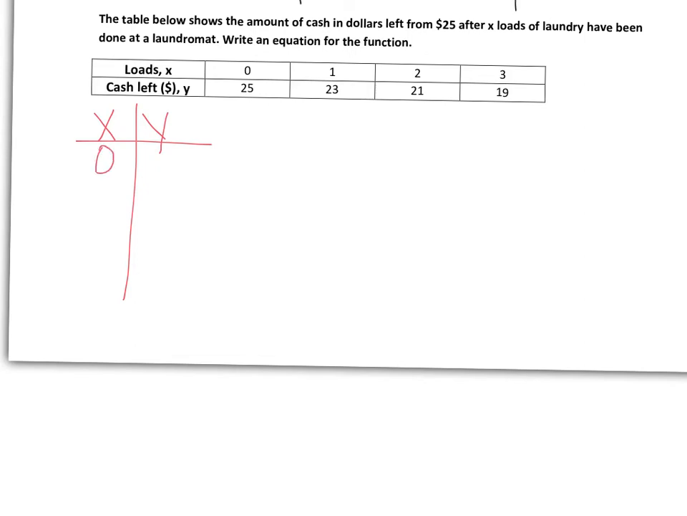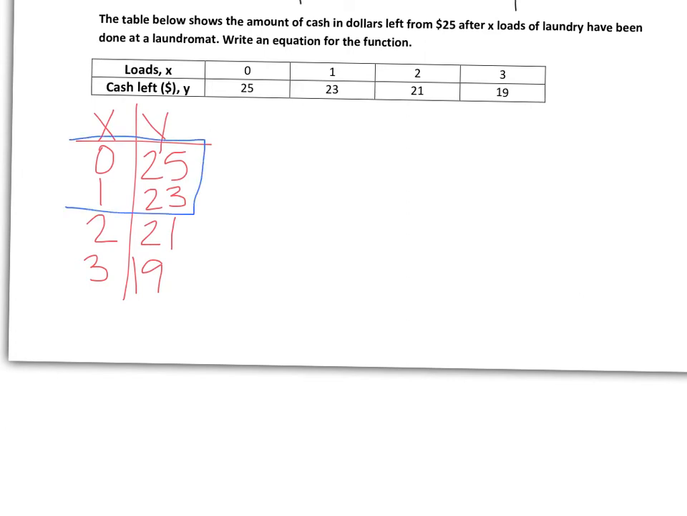I have an x of 0 and a y of 25, an x of 1, a y of 23, 2 and 21, 3 and 19. So if I rewrite that straight up and down, I actually have 4 points on a graph. What I really want to do is write the equation of this line. So to write the equation of the line, I first need to find the slope.